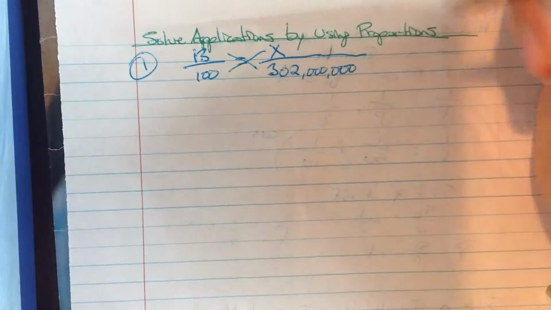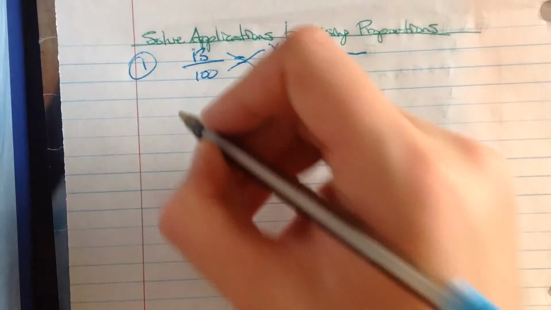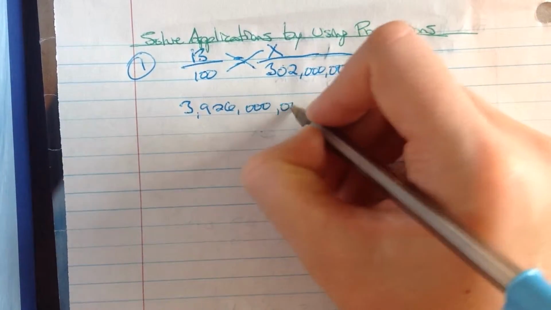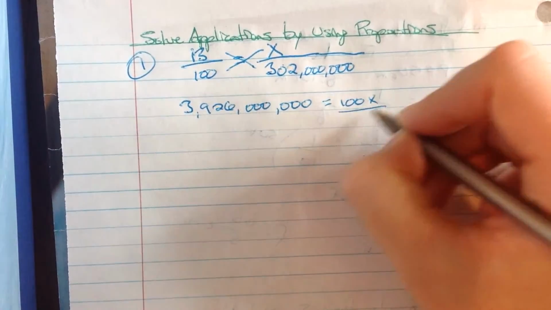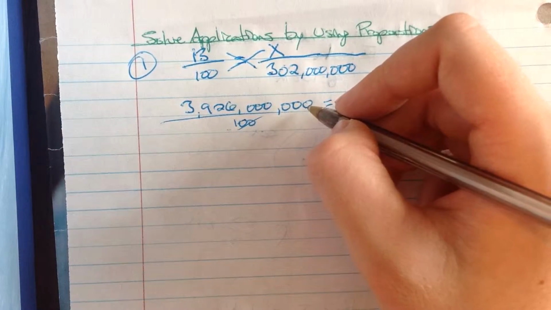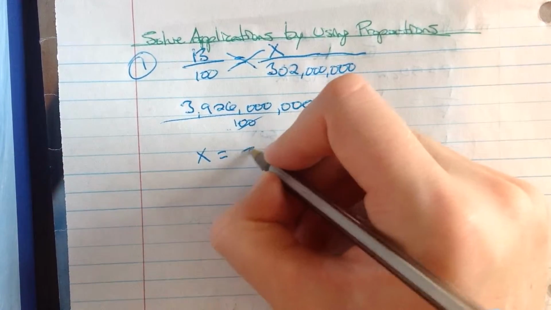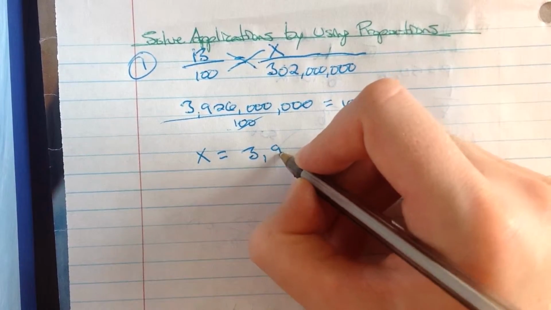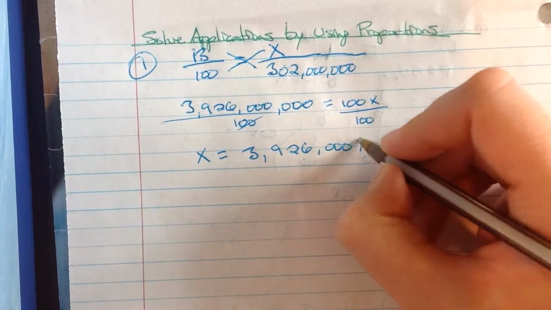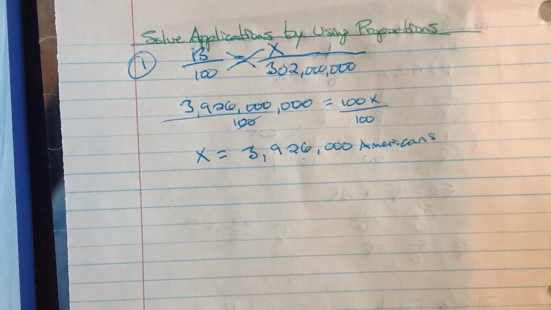So what we can do is cross multiply. 302 million times 13 is 3,926,000,000, equal to 100x. Divide both sides by 100 and we lose 2 zeros, which means I get x equal to 3,926,000 Americans. 3,926,000 Americans. Quite a bit.